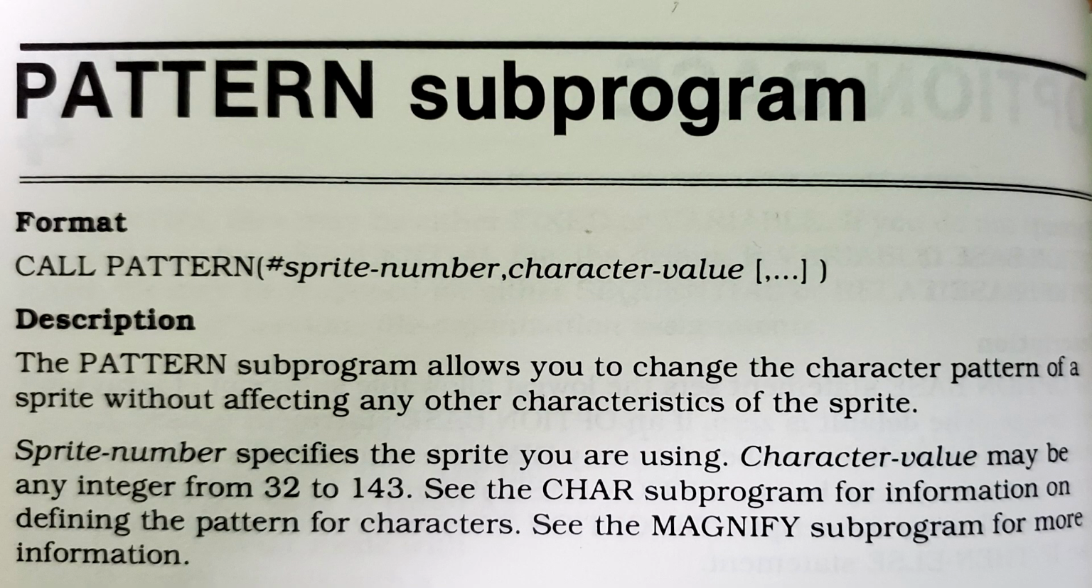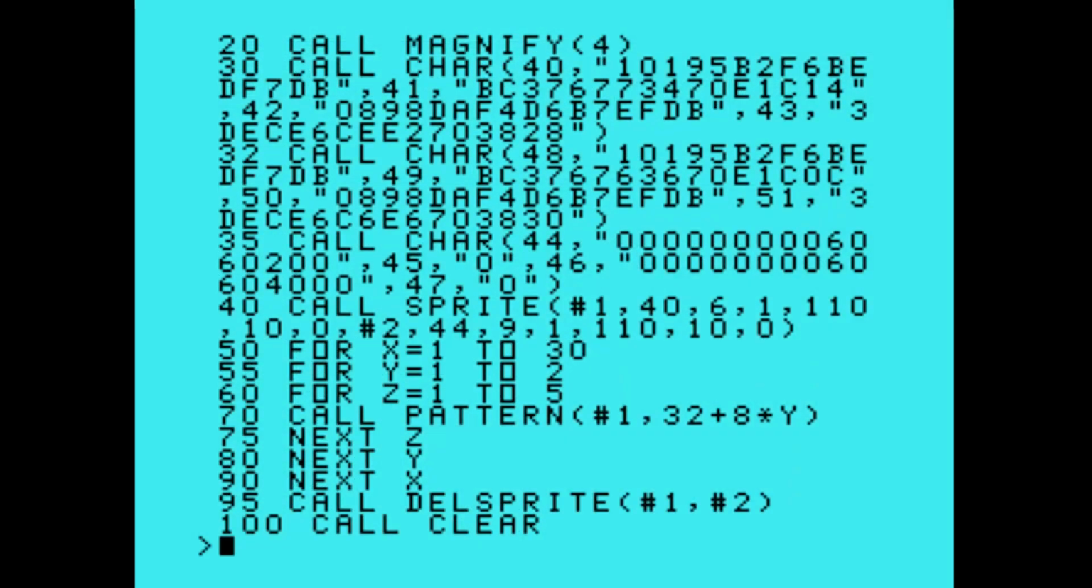But if we've got characters moving around, we probably want to animate them, at least some of the time. And you can do that by using the CALL PATTERN command to change the sprite pattern on the fly. Doing that, we've now got our character animated a bit while he flies across the screen.